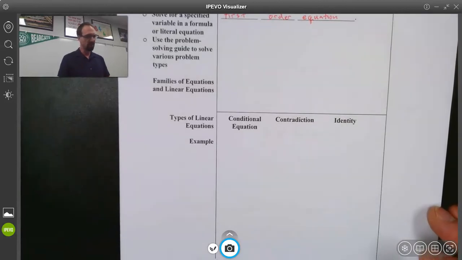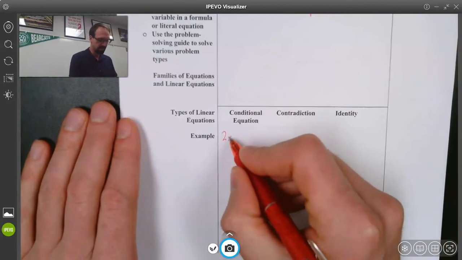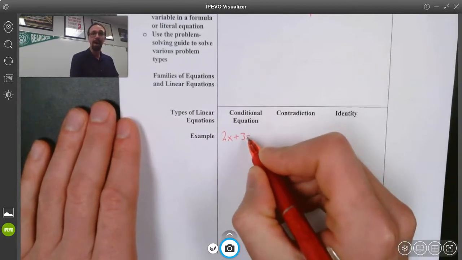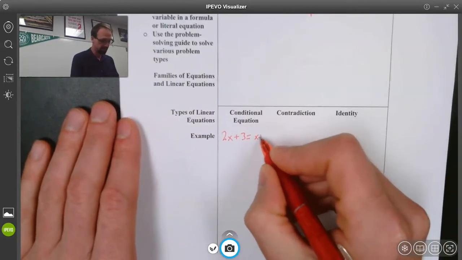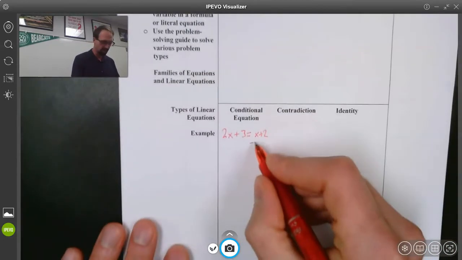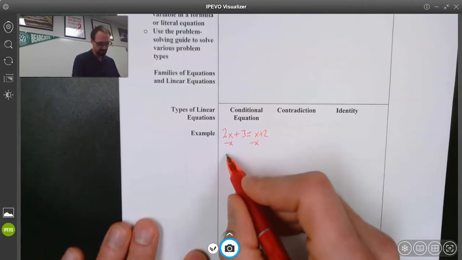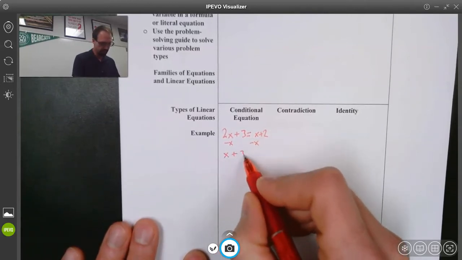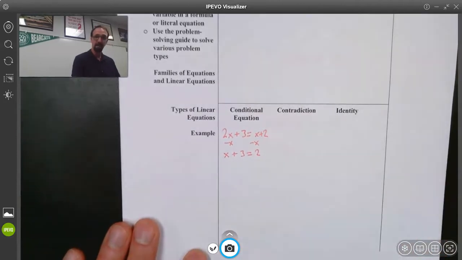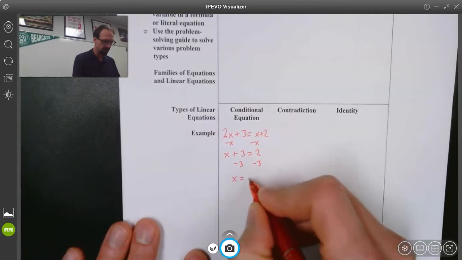An example of a conditional equation is if I have 2x plus 3 is equal to x plus 2. What I would do is just solve for x, subtract x on both sides, minus x. And then I have x plus 3 equals 2. Minus 3 on both sides to get the variable by itself, and then you get x equals -1.